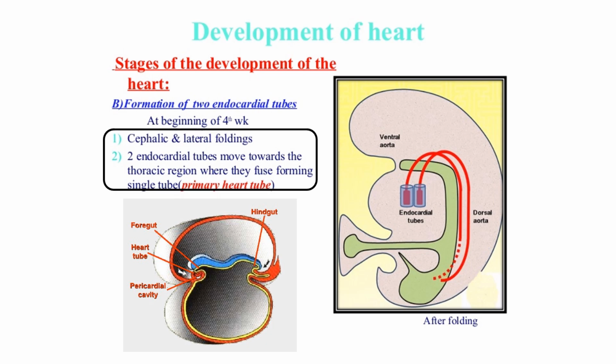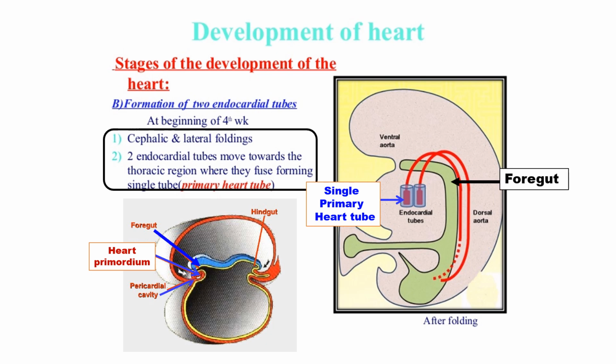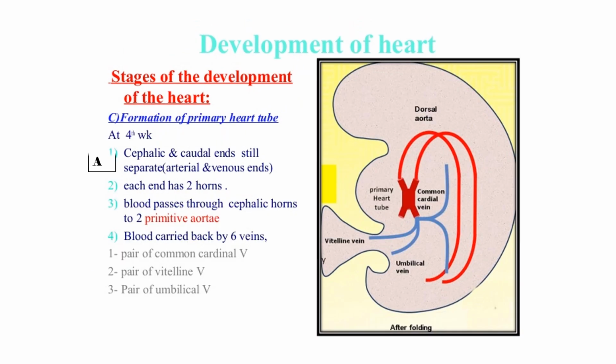With the cephalocaudal and lateral folds, the two endocardial heart tubes move from the cervical region to the thoracic region, and lie ventral to the foregut and dorsal to the pericardial cavity. Due to the cephalocaudal folds and the lateral folds, the cephalic and the caudal ends remain separate.